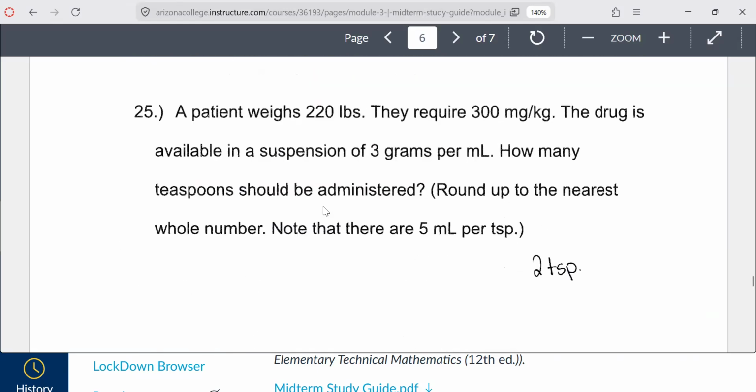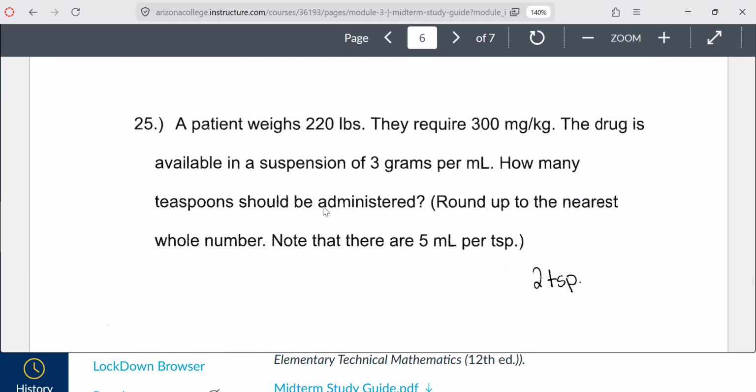25. So a patient weighs 220 pounds. They require 300 mg per kilogram. Okay. The drug is available in a suspension of 3 grams per ml. How many teaspoons should be administered? Okay. So you have a hint that 5 ml is 1 teaspoon. The hint is right here. Okay. So we want to know how many teaspoons that will be administered to this patient.